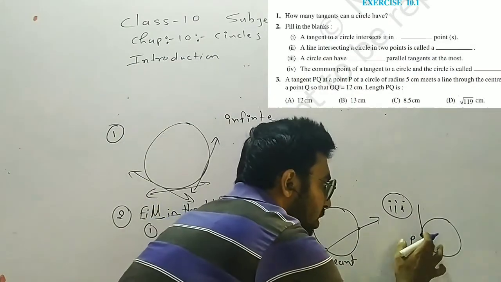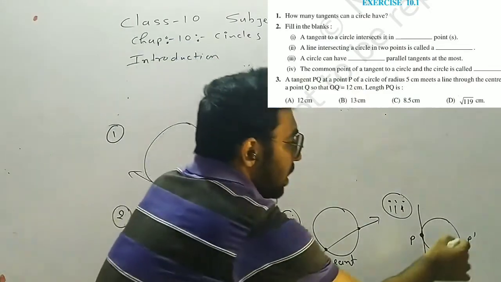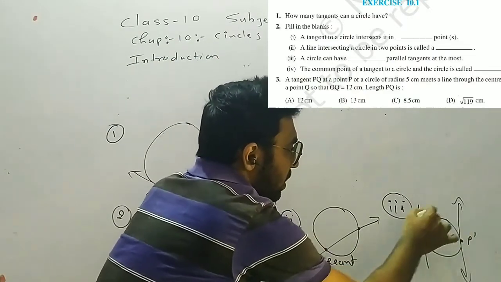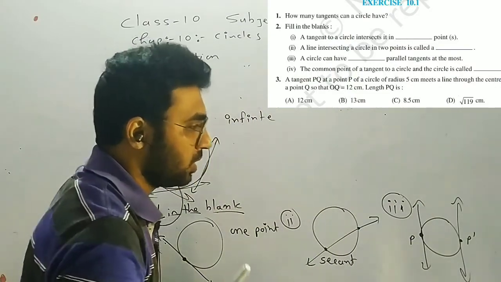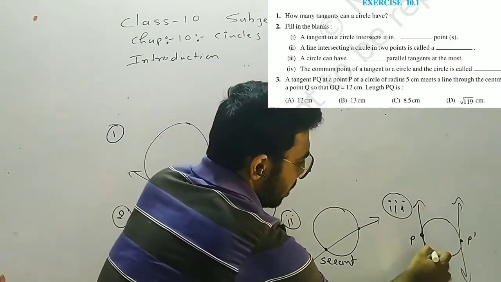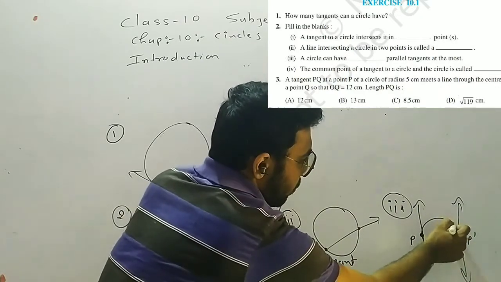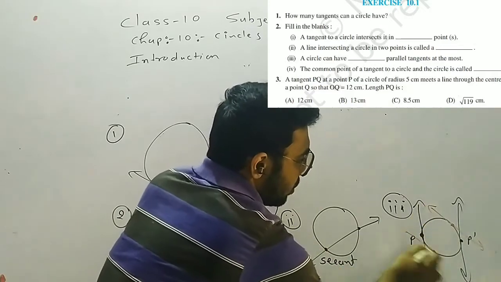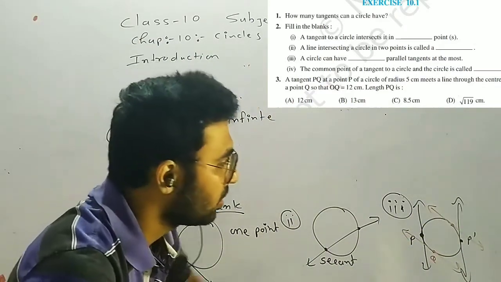Exactly opposite there is one more point, and a tangent is also possible here. Yes, you may take any other point, say Q, and it will have an exactly opposite point. So here you can get how many parallel tangents? 2.